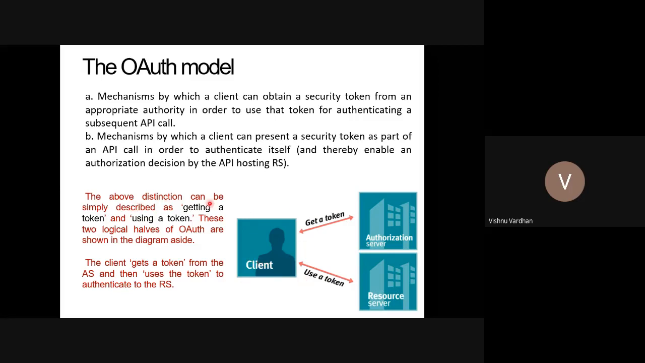So the above distinction can be simply described as getting a token and using a token. These two logical halves of OAuth authorization are shown in the diagram here. The client gets a token from the authorization server and then uses the token to authenticate with the resource server. So these are two different servers.